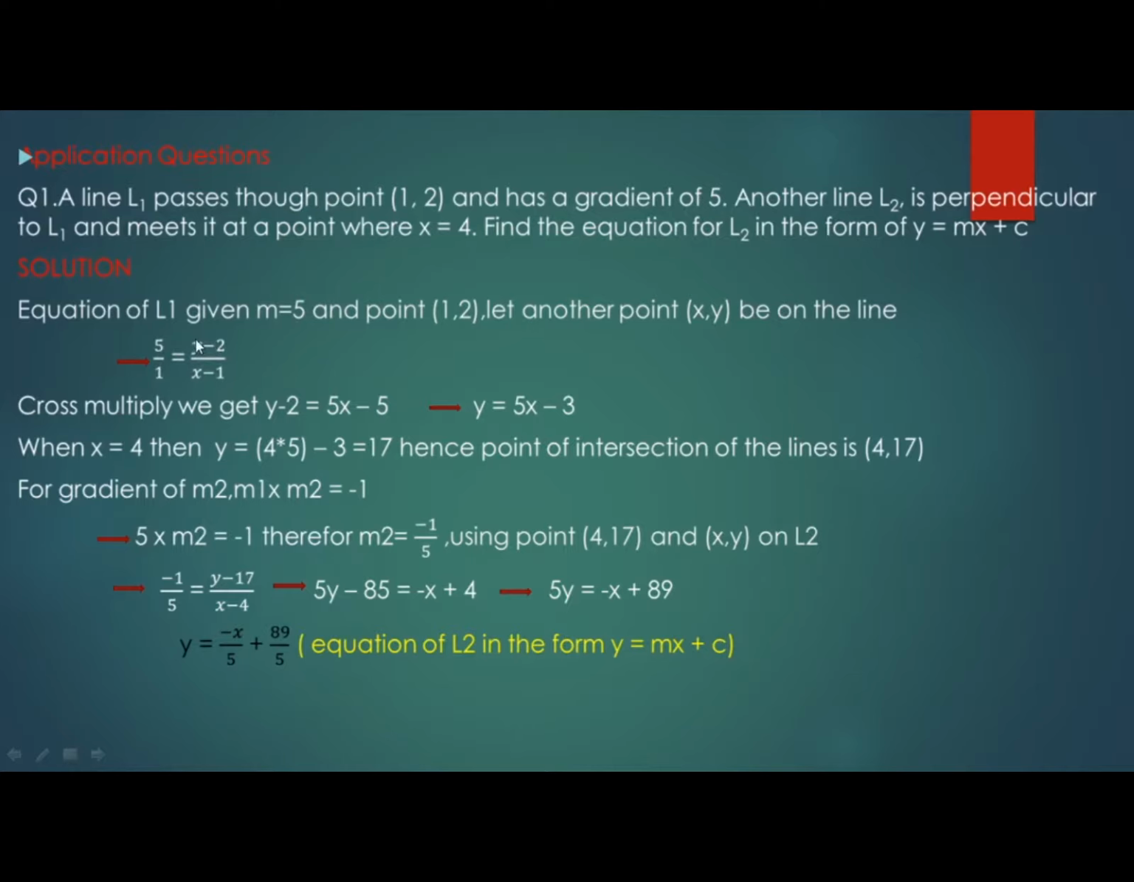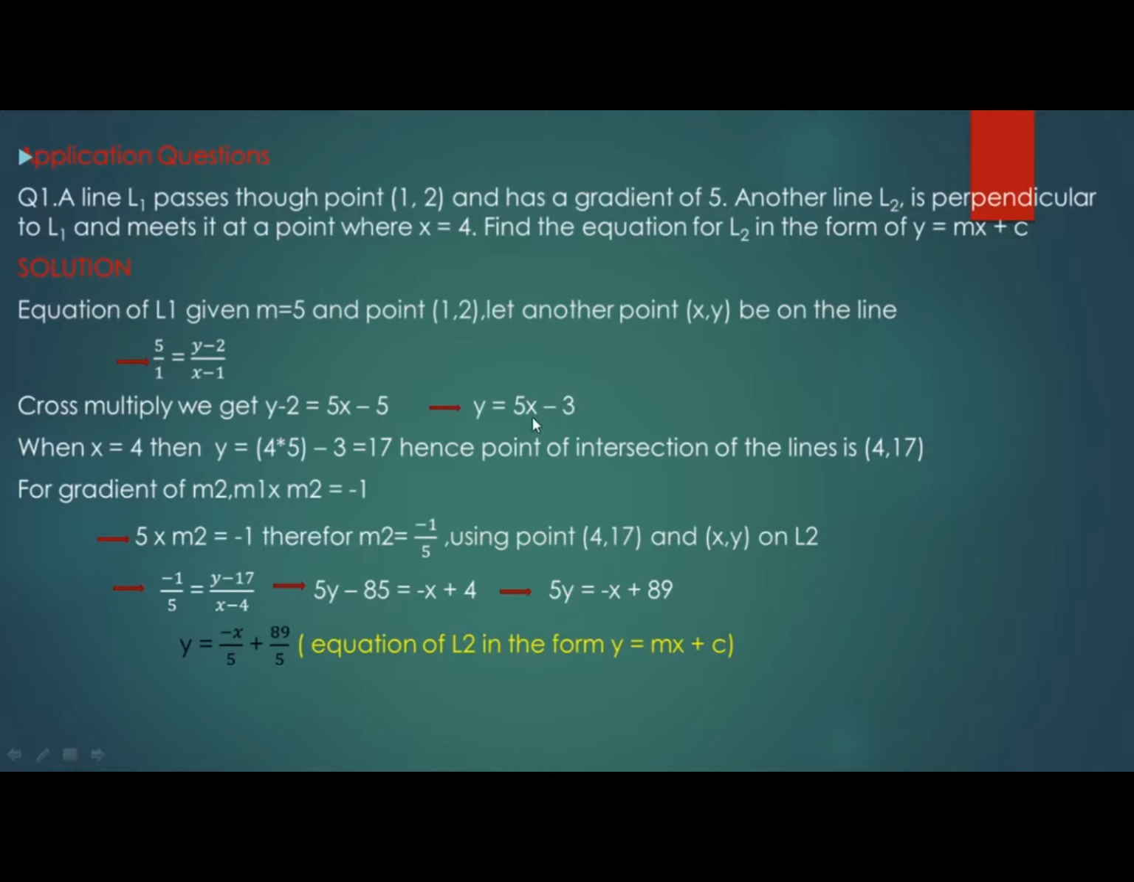You start with the side with y because you want your y on the left hand side. So 1 into y minus 2 equals 5 into x minus 1. You open the bracket: y minus 2 equals 5x minus 5. Because you want the form y equals mx plus c, you maintain y on the left hand side, and therefore y equals 5x minus 3. That is the equation of L1.